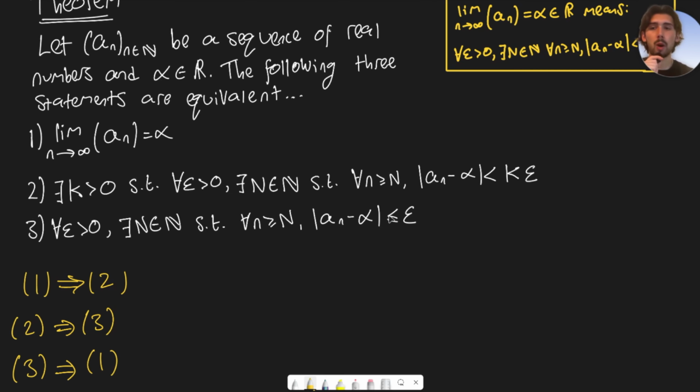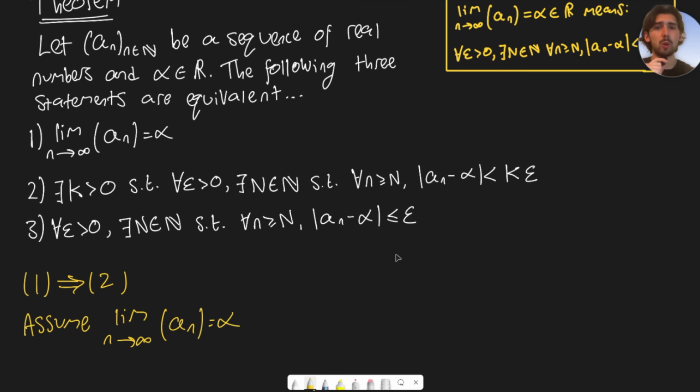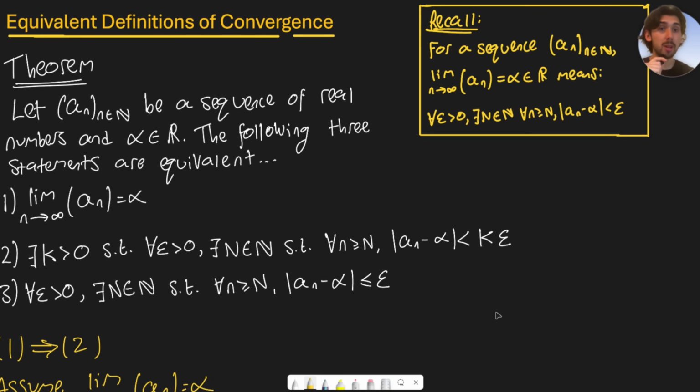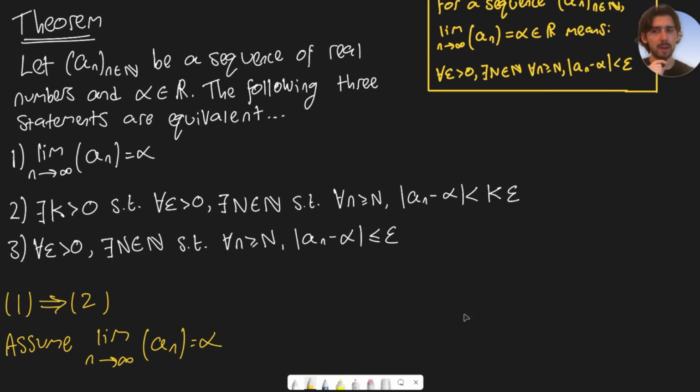So let's start with 1 implies 2. This is probably the easiest one. So if we already assume that 1 is true, then by the definition of the limit, which we have again in the top right up here, we have that, again, for all epsilon greater than 0, there exists an N in the natural numbers, and so on. We can see that. We're pretty happy with that. So we know that that is true.